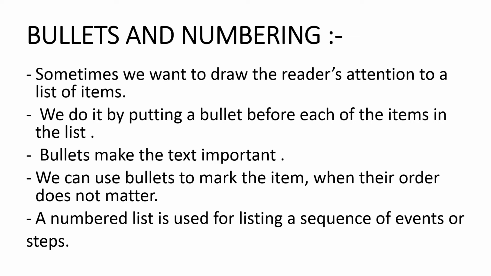Now sometimes we want to draw the reader's attention to a list of items. We want a certain content inside the document to be highlighted. Whenever the user reads that document, his attention should first go to that certain list of items. We do it by putting a bullet before each of the items in the list. Bullets play a very important role inside the document. We can use bullets to mark the items when their order does not matter.